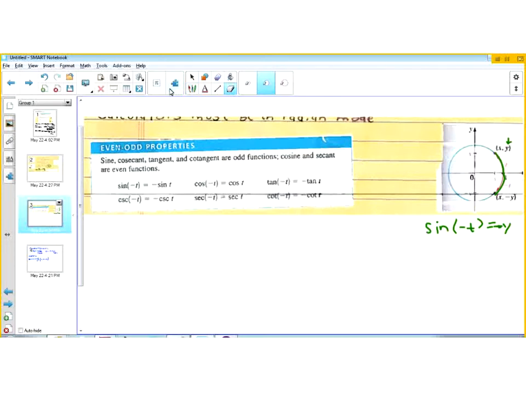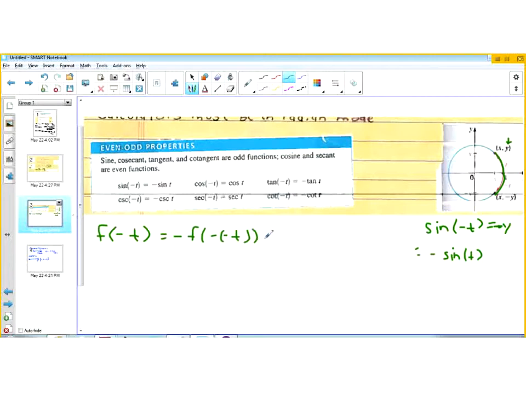Which is equal to the negative of the sine of t. Okay, and so recall an odd function has the property that f of negative t for an odd function is the negative of f of t. Okay, which is equal to the negative of f of t. So that's an odd function. So sine is an odd function.